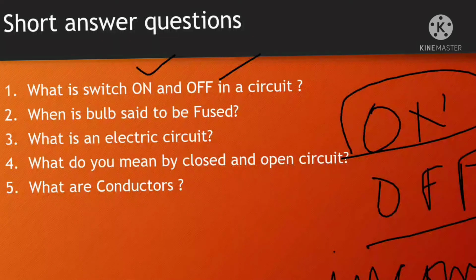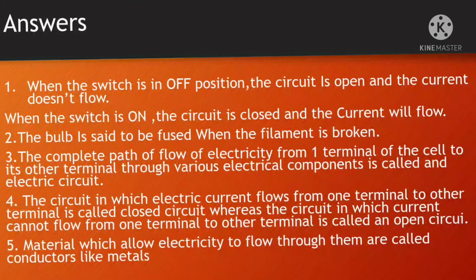Fine. Let's see the answer to this one. See, when the switch is in off position, the circuit is open and the current does not flow. That means it is off. Whereas when it is in on position, the circuit is closed, and the current will flow.